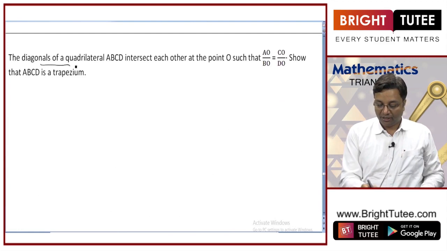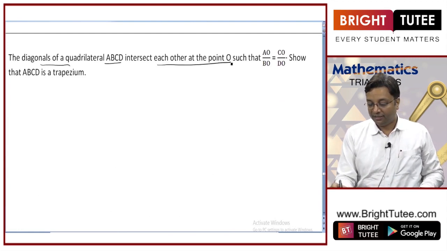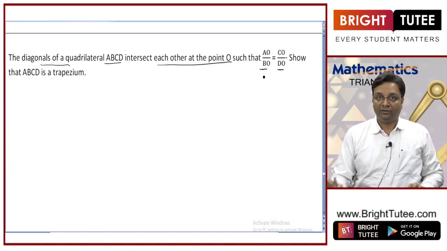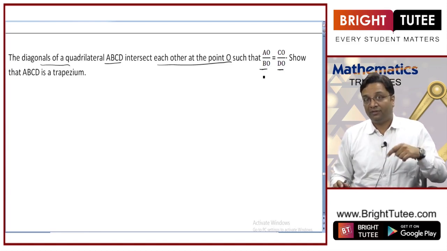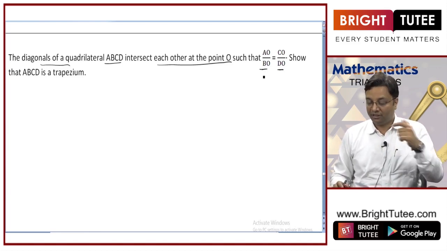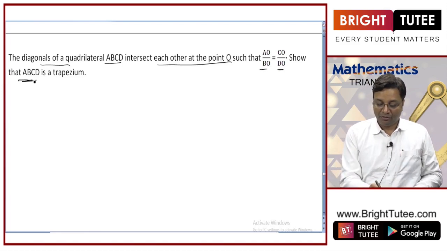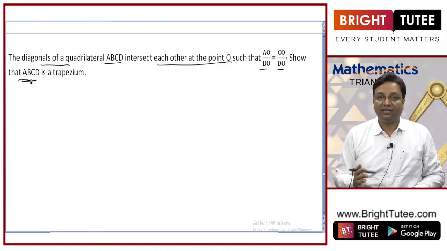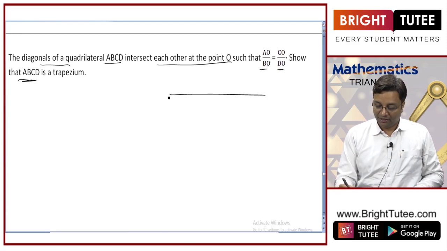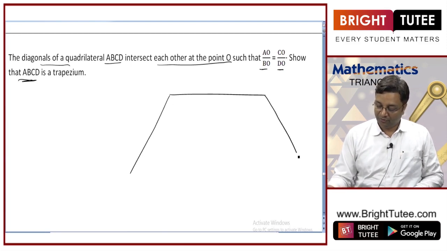The diagonals of a quadrilateral ABCD intersect each other at point O such that AO by BO equal to CO by DO. So, this was the ratio that we had to prove in the previous question. This time this ratio is already given and we need to show that this quadrilateral is a trapezium. So, we need to prove that it is a trapezium.